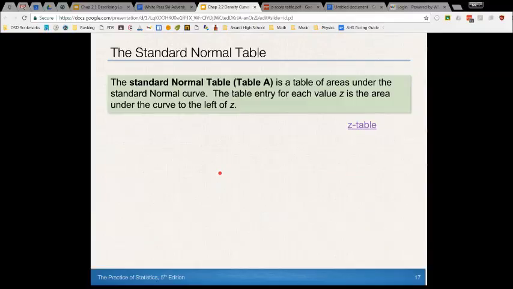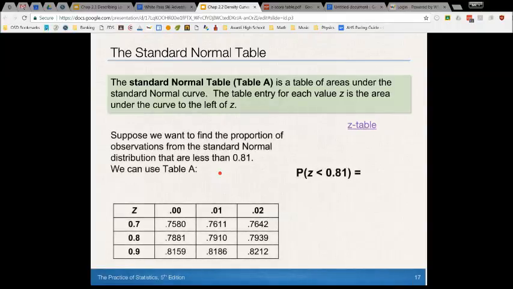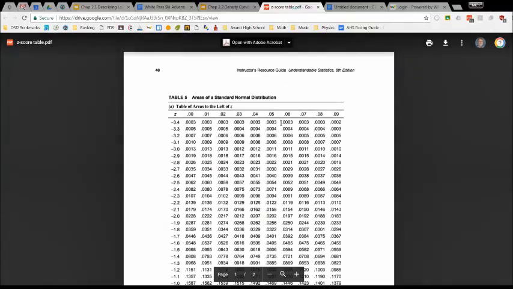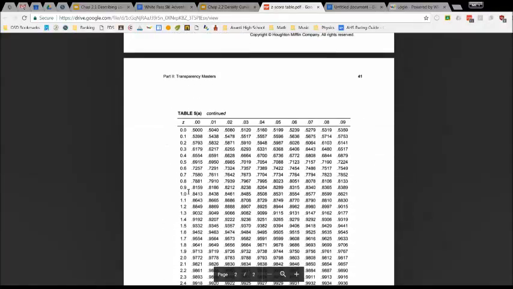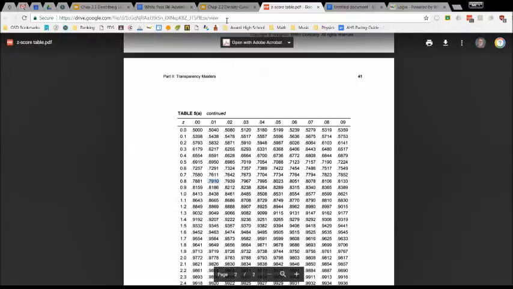Okay, so you should be looking at that in your book, and your book is prettier than the one I showed you there. Suppose we want to find the proportion of observations from the standard normal distribution that are less than 0.81. So you go to your table. That really should say 0.81, two decimal places. Okay, so we go over here and we're looking at 0.8 positive. So we look at this row, and then the 1 is there, and so you can see that the area is 0.7910.